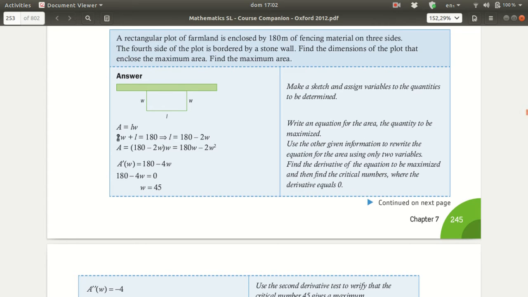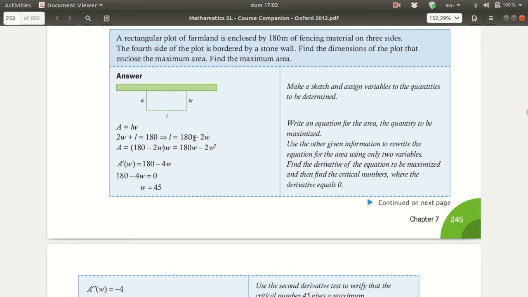Let's look at the second equation that they have in the solution. 2W plus L equals 180. Now where does this come from exactly? Well, we have 180 meters of total fencing, and the fencing is the total from these three sides, which of course is 2W plus L. When we put this together in an equation, we get 2W plus L equals 180. We can isolate the variable for the length by subtracting the rest of the equation onto the other side. And now what we have is L written in terms of W.